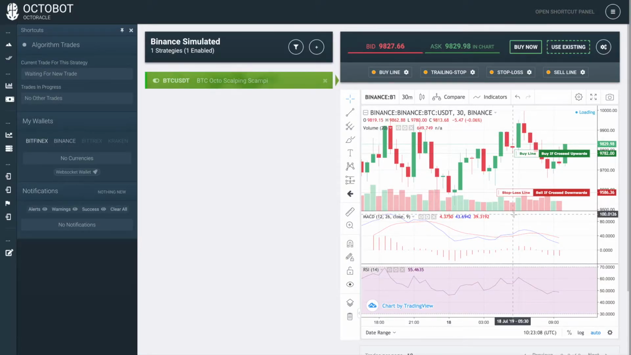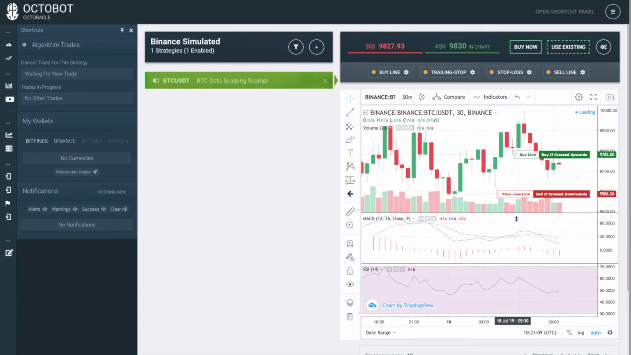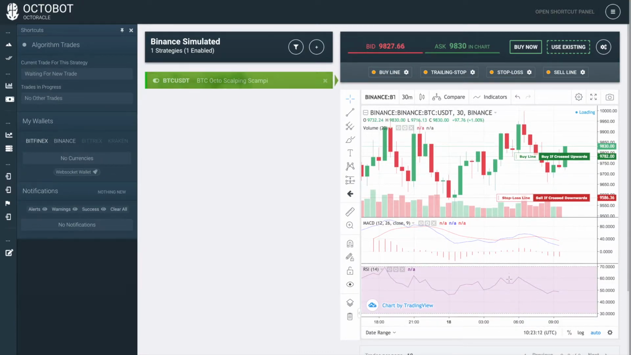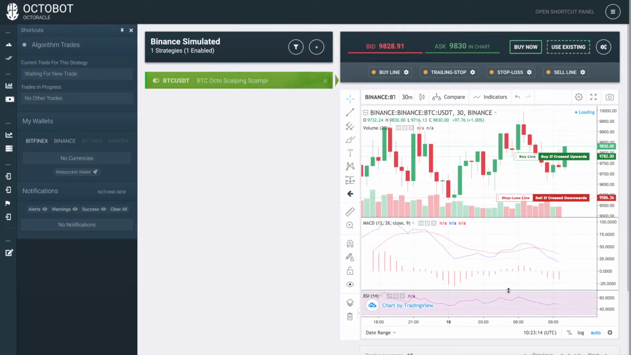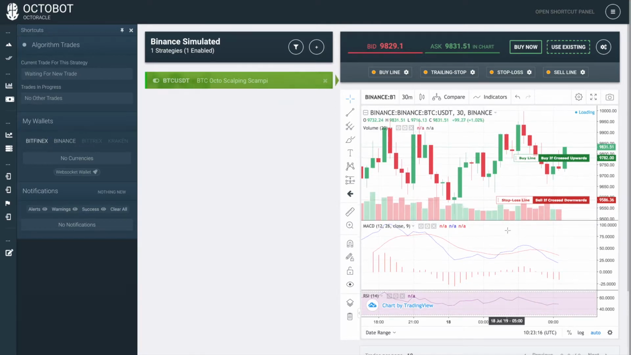Let's clean up our trading chart panel a bit. Reduce the size of the indicator window by clicking and holding the separator and pulling it. Now let's speed things up and see how the bot behaves.